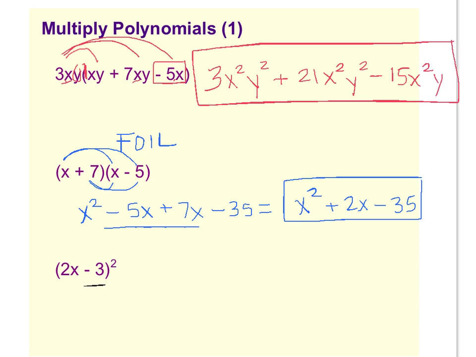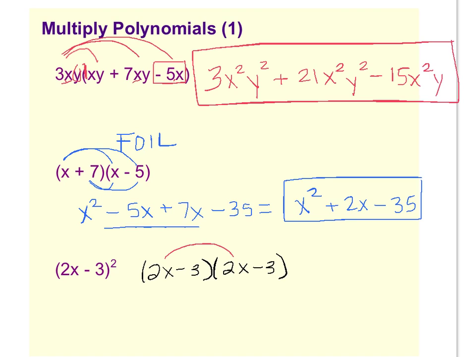So what we're going to do is remember what it means to actually square something. If you are squaring something, that means you're multiplying something, 2x minus 3, by itself. So here's times another 2x minus 3. And what we're doing is we're just setting this up for us to FOIL this. It's a binomial times a binomial.